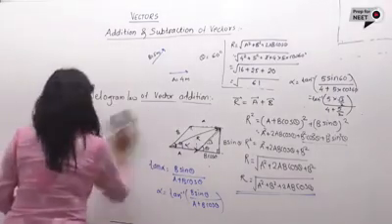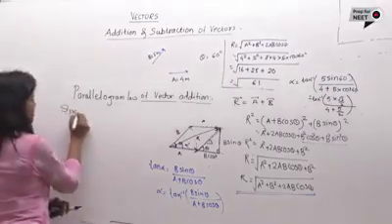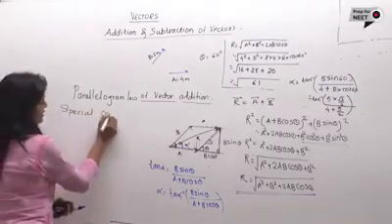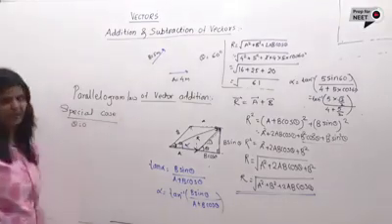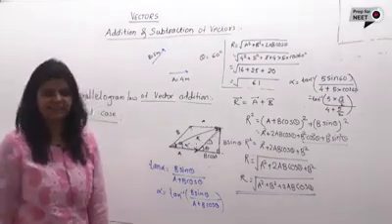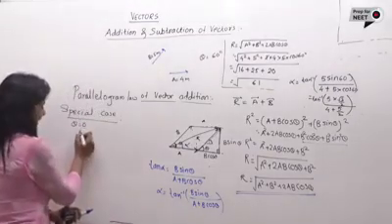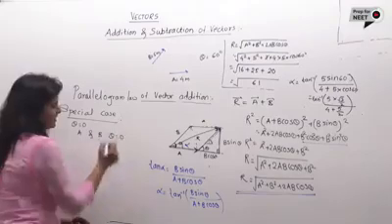A special condition, or I'd say a special case. What are the special cases? Let's say theta is equal to 0. We have two vectors A and B, but the angle between them is 0. I have one vector A and another vector B, and the angle between them is equal to 0.